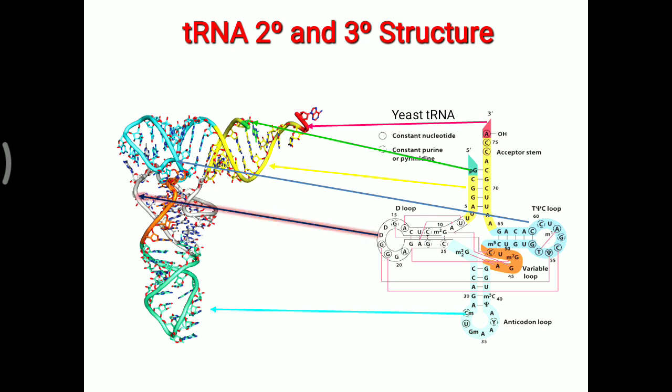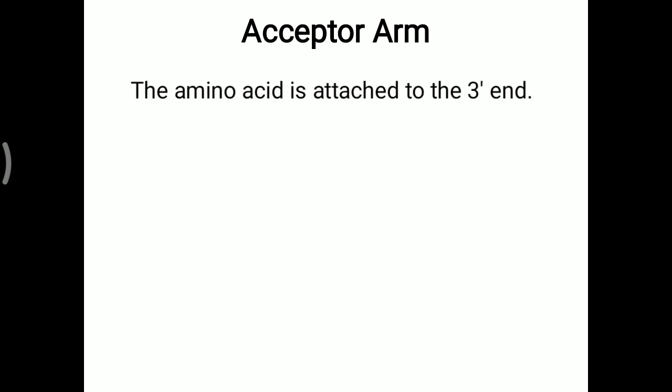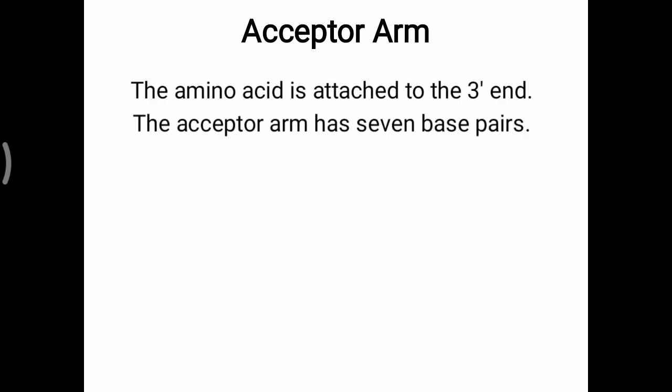Furthermore, there is a D arm, that is the dihydrouridine arm. So the D arm or DHU arm also has a particular function that we will look at in this video. Apart from that, this tRNA contains either a long extra arm or a short extra arm, and according to that it is classified as a class 1 or class 2 type of tRNA molecule. So, in detail about the arms of the tRNA, in the acceptor arm, the amino acid is attached to the 3' end. That particular acceptor arm has 7 base pairs.